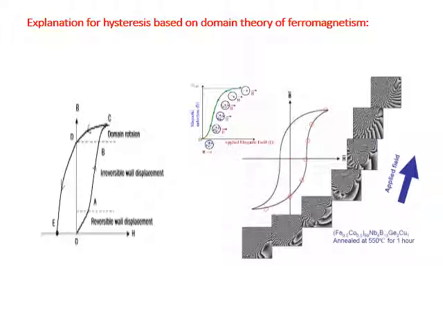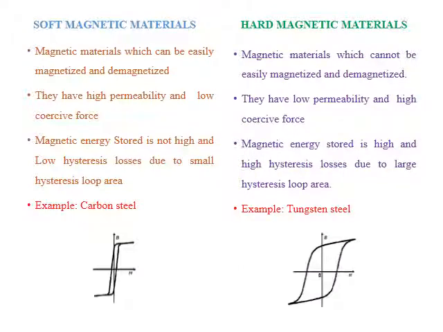In this pictorial representation, you have many stepwise pictures. Actually, the contours represented in these pictures are a representation of atomic dipoles. You can see in the top diagram and the bottom diagram the parallel lines of dipoles that represent the complete magnetization of the material. Based on this hysteresis curve, we can classify magnetic materials into two groups: soft magnetic materials and hard magnetic materials.